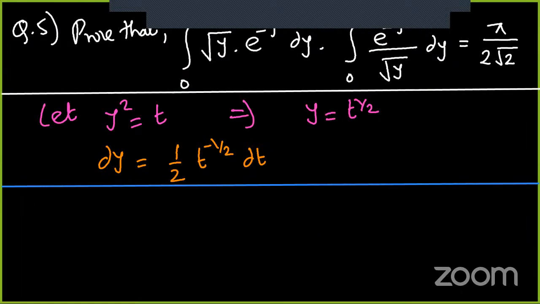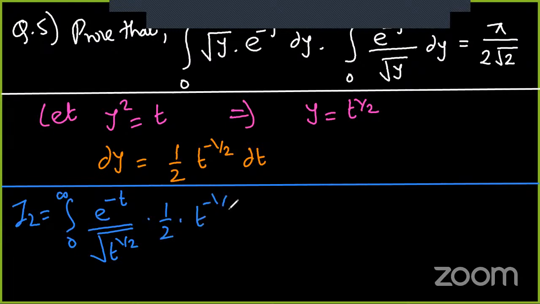ये दोनों ऐसे रखता हूँ because we require that question on the assumption ना, जो assume किया उसको. So what is your I2? It's 0 to infinity e raised to minus t, because y square क्या है? t ना. Then root y. Root y मतलब क्या है? Root ऐसे ही छोड़ दो. Y is t raised to 1/2. And what is the dy? It's a 1/2 t raised to minus half.